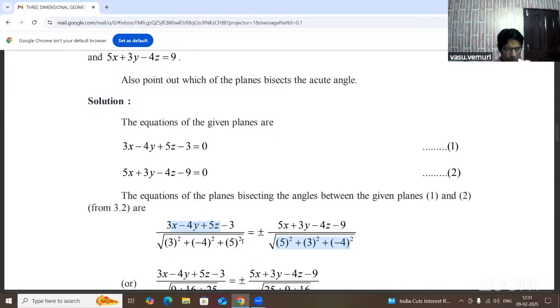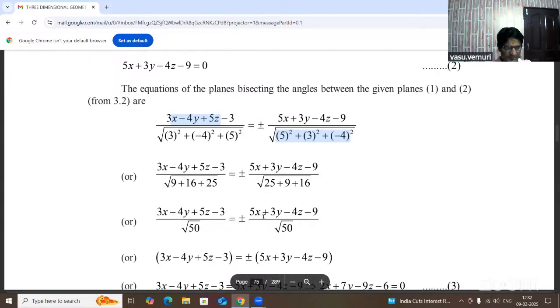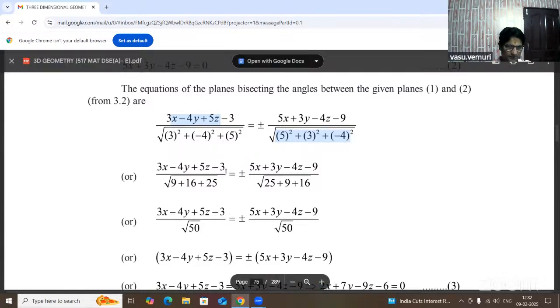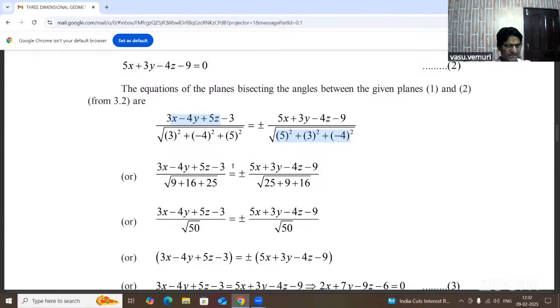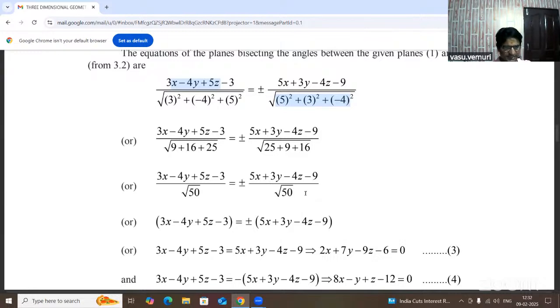Now, after the simplification, (3x minus 4y plus 5z minus 3) by root 50 equals plus or minus (5x plus 3y minus 4z minus 9) by, after the simplification, this is also root 50. So the denominators are the same. When the denominators are the same, after the cancellation of the denominators, 3x minus 4y plus 5z minus 3 equals plus or minus 5x plus 3y minus 4z minus 9.